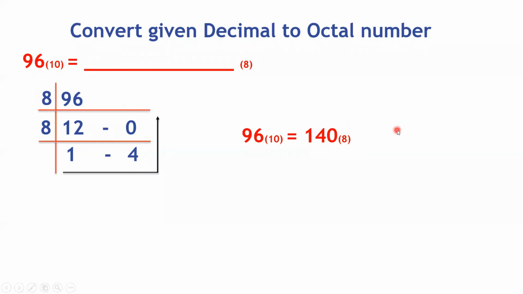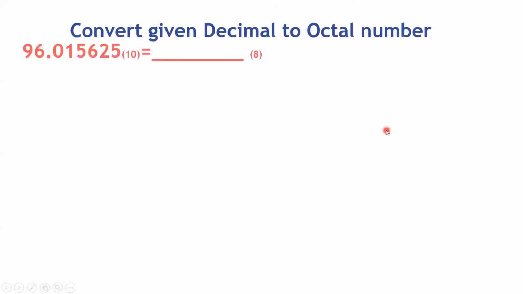Now let us see, if a decimal number is given that is a floating number, then how to convert. It is a similar process. Let us take an example.